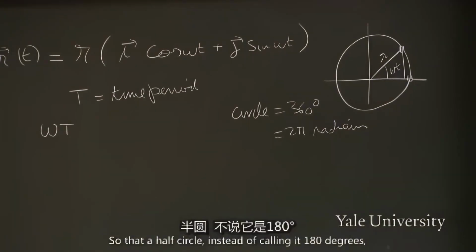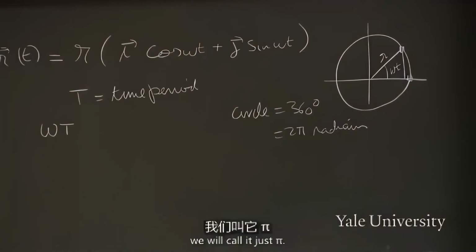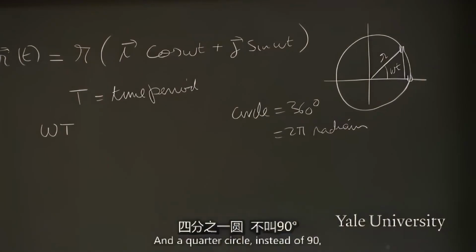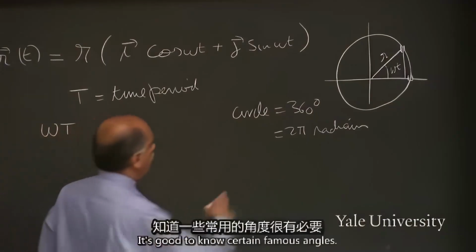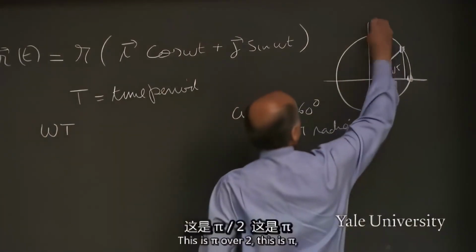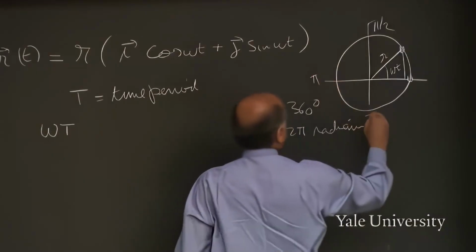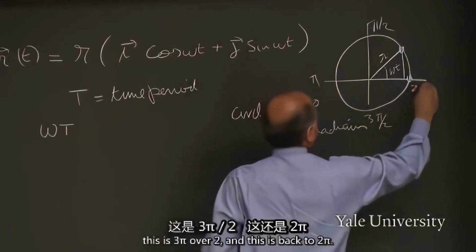So that a half circle, instead of calling it 180 degrees, you will call it pi. And a quarter circle, instead of 90, you will call it pi over 2, and 45 is pi over 4, and so on. But it's good to know certain famous angles. This is pi over 2, this is pi, this is 3 pi over 2, and this is back to 2 pi.